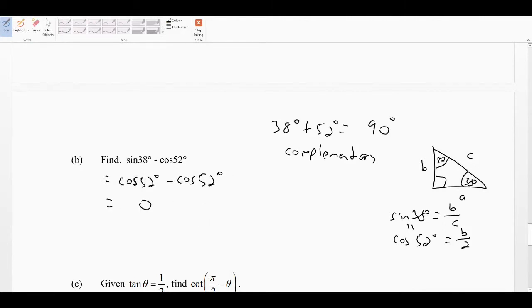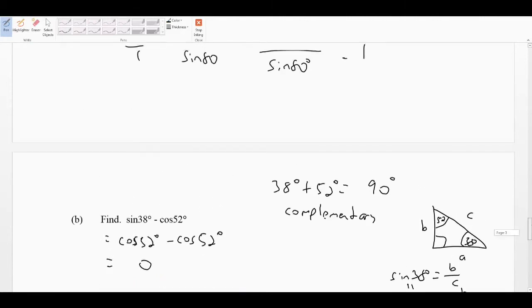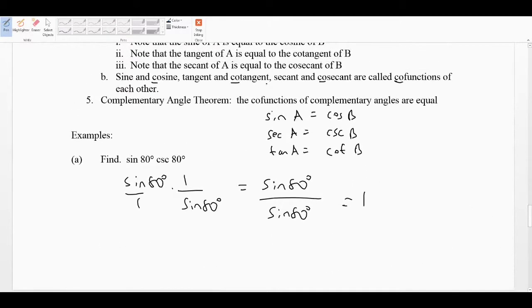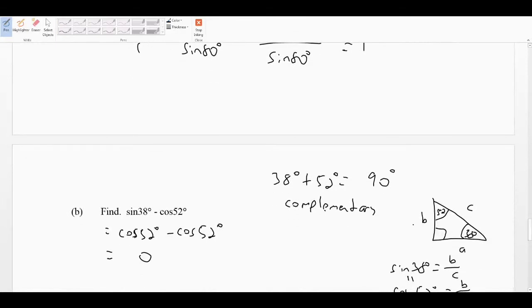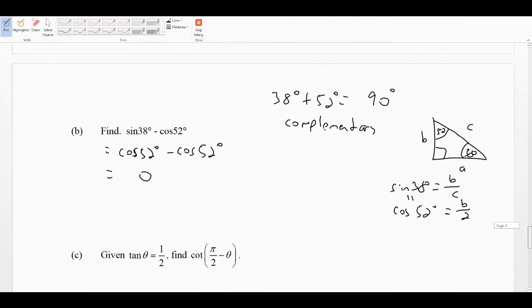So here's what I was trying to explain with this example. The complement of 38 is 52, which means the sine of 38 is equal to the cofunction of its complement, and its cofunction is cosine, and the complement of 38 is 52. That little triangle example can actually help you out.